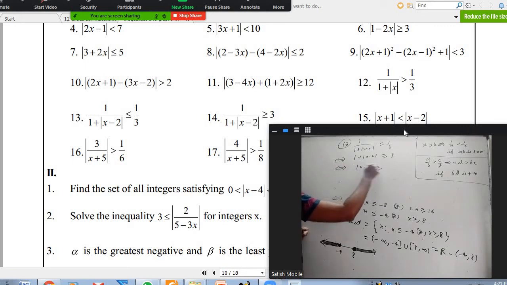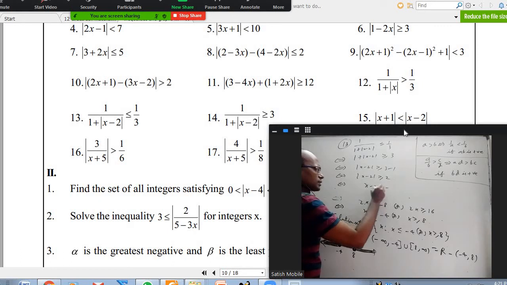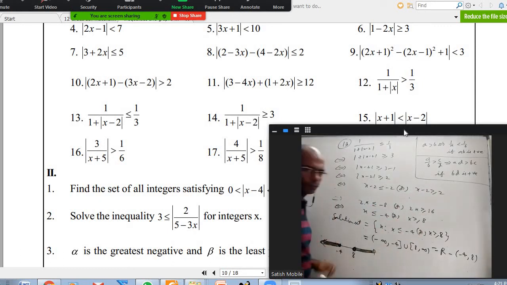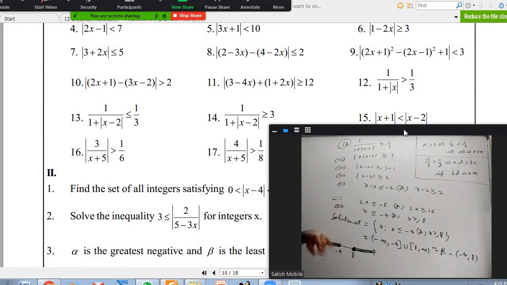Then mod x minus 2 is greater than or equal to 3 minus 1, that is, mod x minus 2 greater than or equal to 2. Then this mod of something being greater than 2 means either it should be more than 2 or less than minus 2. So x minus 2 less than or equal to minus 2 or x minus 2 greater than or equal to 2. So from here to here I took the reciprocal because I know this is positive. Based on this, less than becomes greater than or equal to.